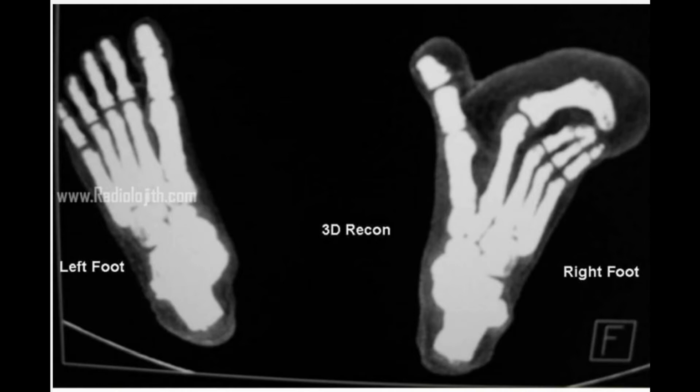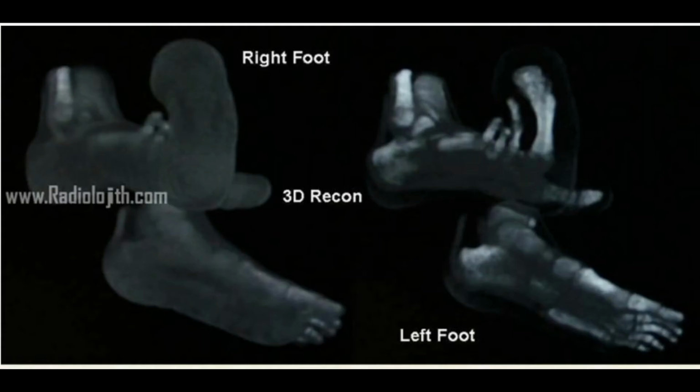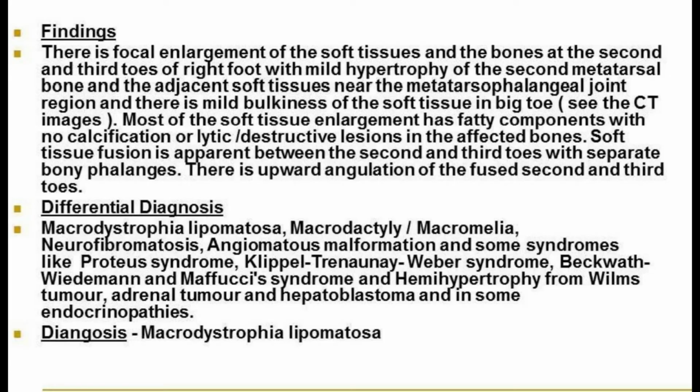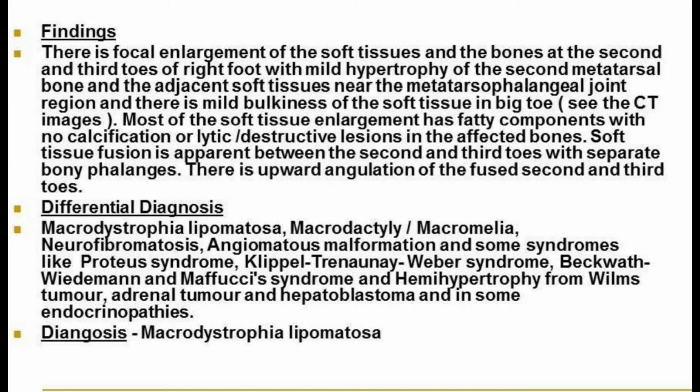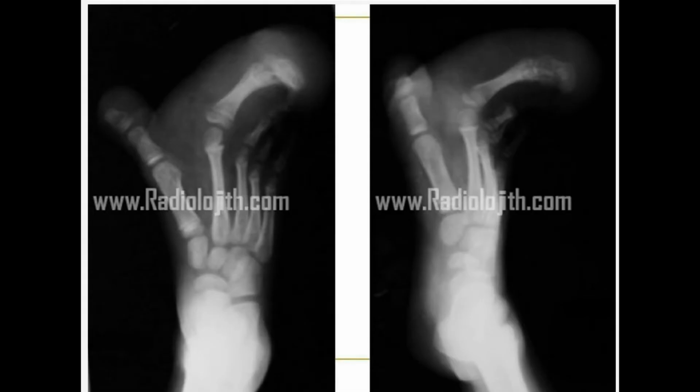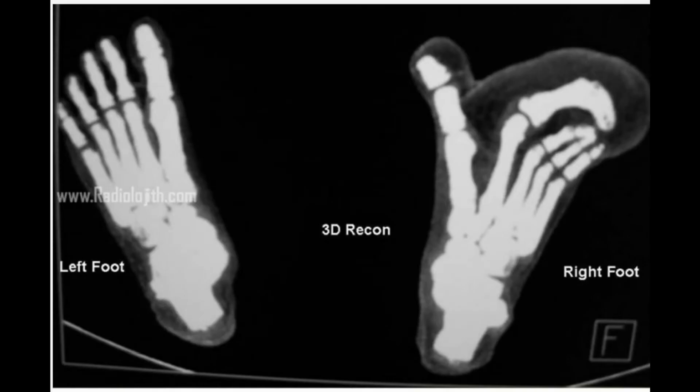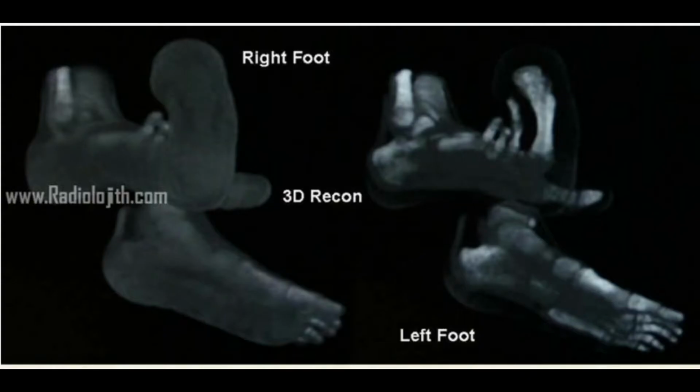The findings are: there is focal enlargement of the soft tissues and the bones at the second and third toes of the right foot, with mild hypertrophy of the second metatarsal bone and the adjacent soft tissues near the metatarsophalangeal joint. There is mild bulkiness of the soft tissues in the big toe. Most of the soft tissue enlargement has fatty components, with no calcification or any lytic or destructive lesions in the affected bones. Soft tissue fusion is apparent between the second and third toes with separate bony phalanges. There is upward angulation of the fused second and third toes.